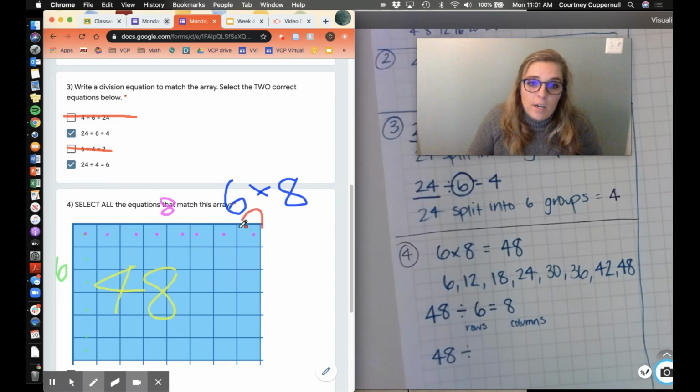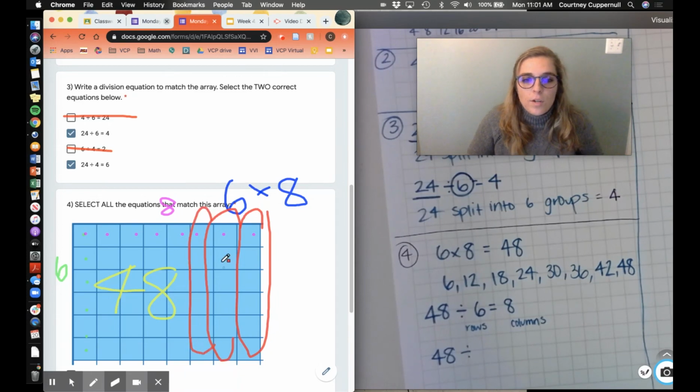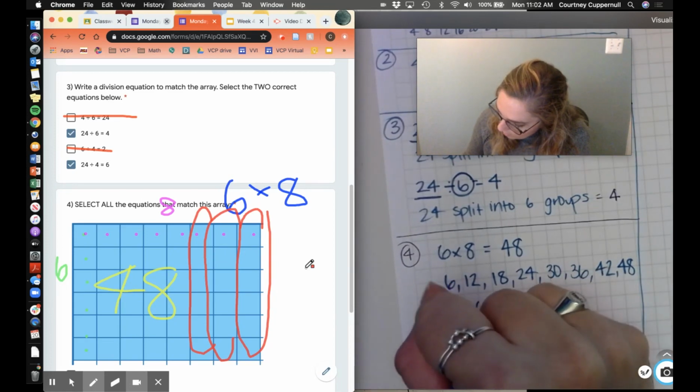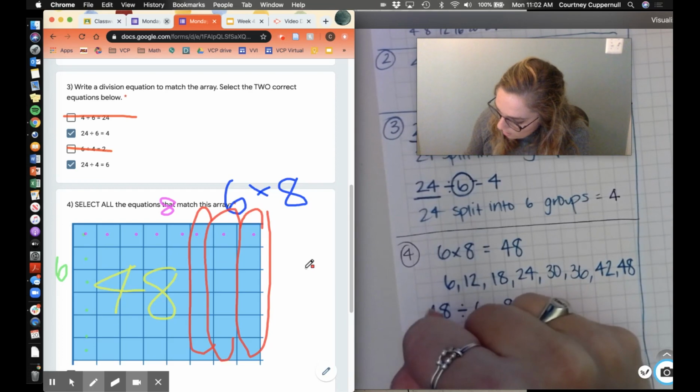I know that if I was counting my columns, this would be one group, this would be another group, this would be another group, and so on and so forth. Kind of looks like a hot dog. 48 split into my 8 total columns, right? I'm not changing any numbers. There's still 8 columns in that array.